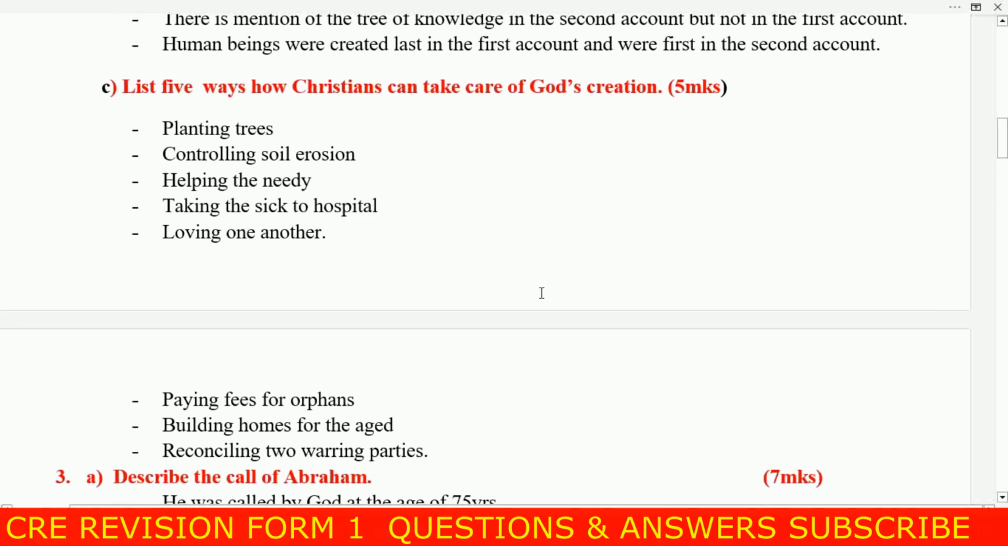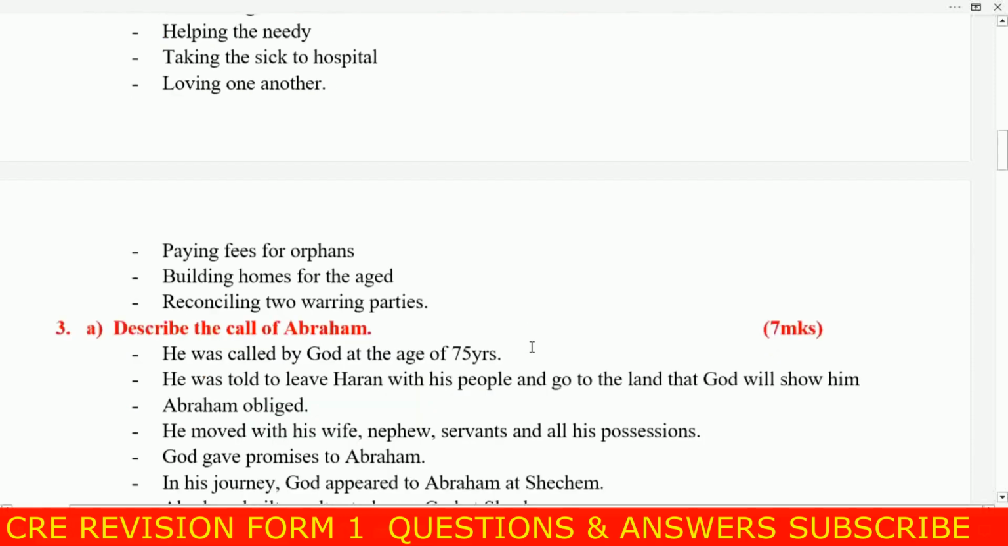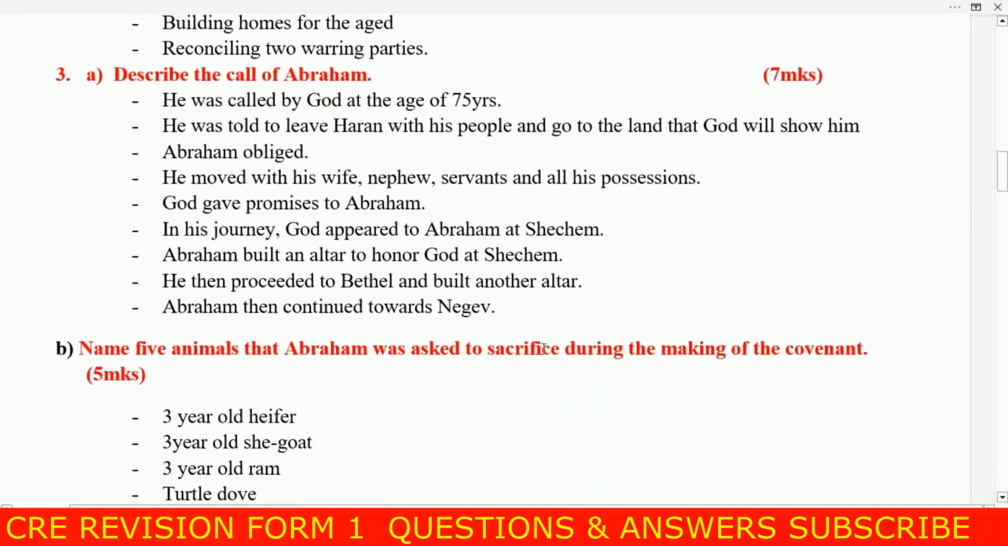Number 3, describe the call of Abraham. You're told to describe. They repeat this question very many times. Describe the call of Abraham. 7 marks. He was called by God at the age of 75. He was told to leave Haran with his people and go to the land that God will show him. Abraham obliged. Next, he moved with his wife, nephew, and all his servants.